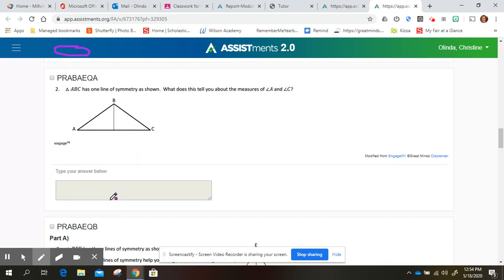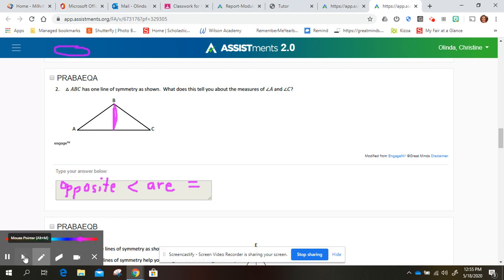All right, so number 2, it says triangle ABC has one line of symmetry as shown right here. What does this tell you about the measures of A and C? Well, I know that with the line of symmetry, the opposite angles are equal in measurement. And so I can type that in here. Actually, I don't think I can type on this, but I could write opposite angles are equal. Okay, and so you'll want to type that in your box when you can.